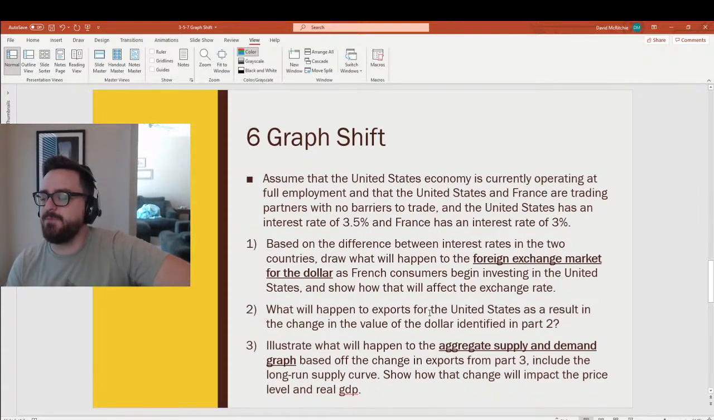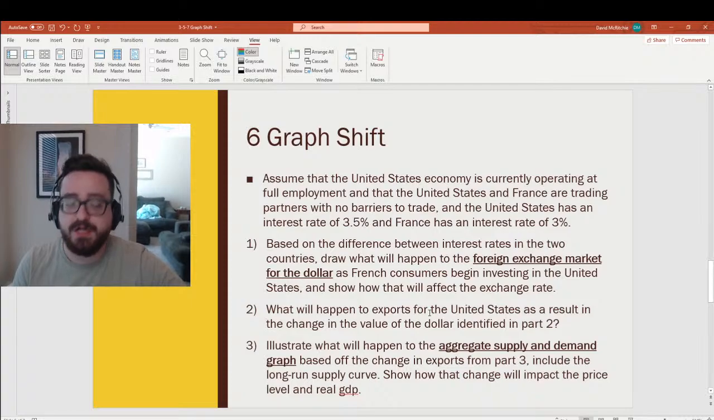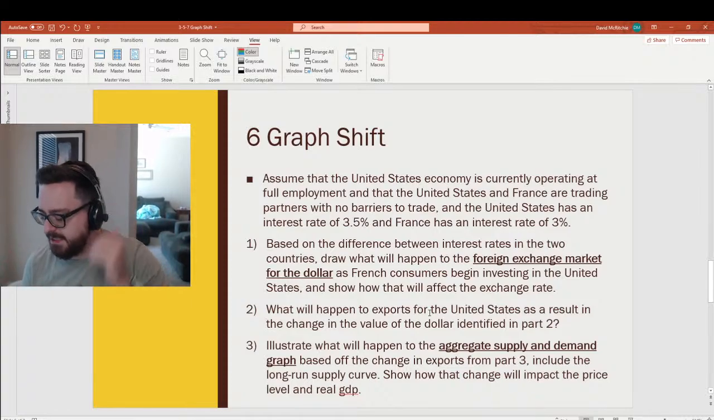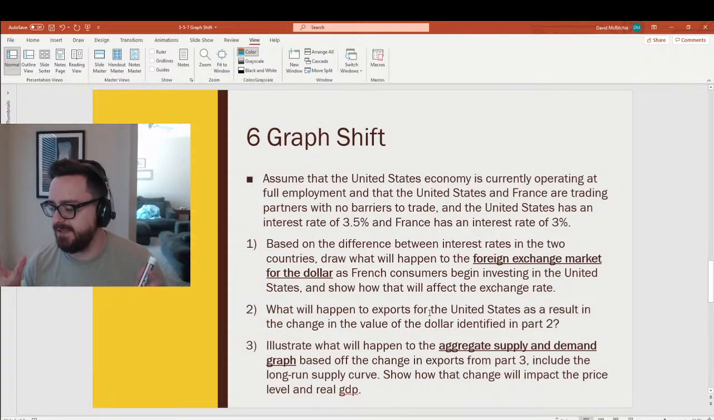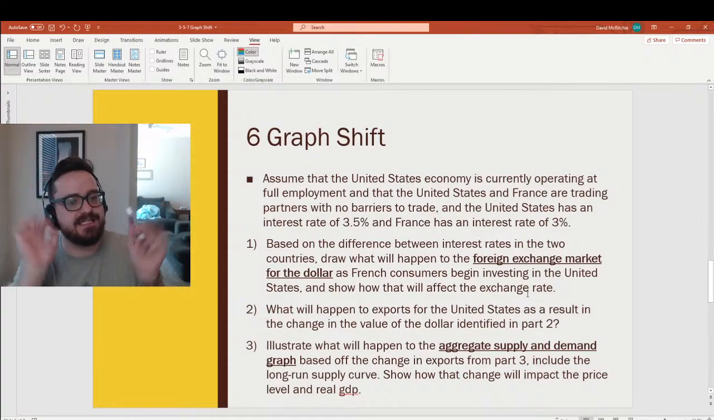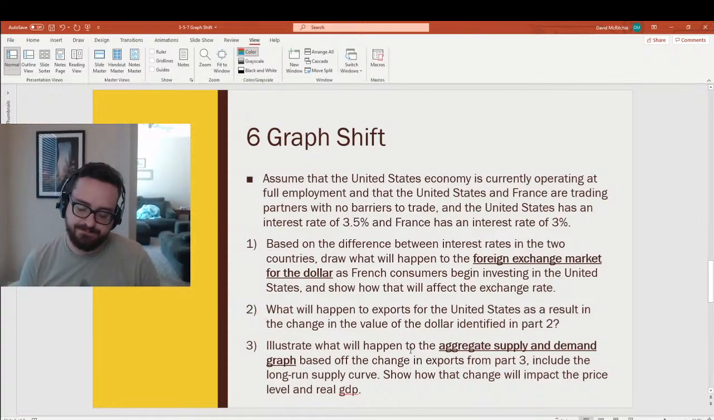So what will happen to exports for the United States as a result of the change in the value of the dollar? Exports will decrease. If it asked you to explain it, you would say, because it now takes more euros to get a dollar, it will be more expensive for people in Europe or France to buy American goods. So there'll be less exports. So exports are falling. That is my answer from 2, and that is how I'm going to get to this.